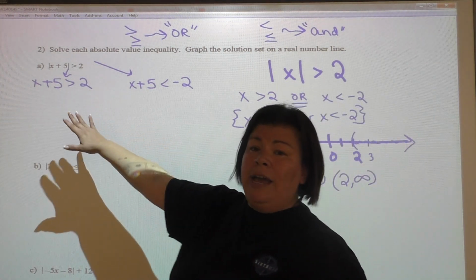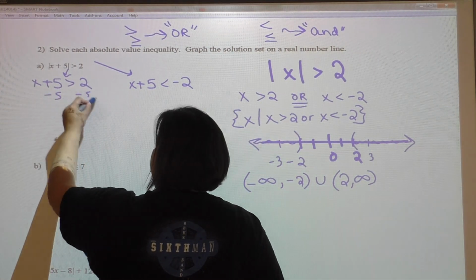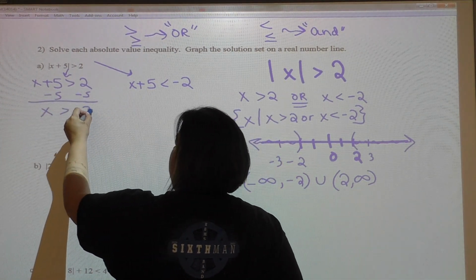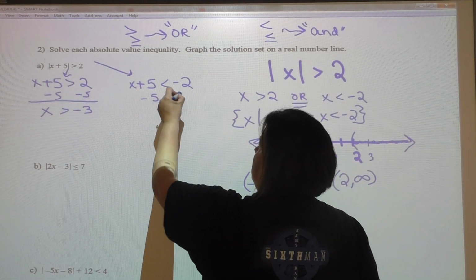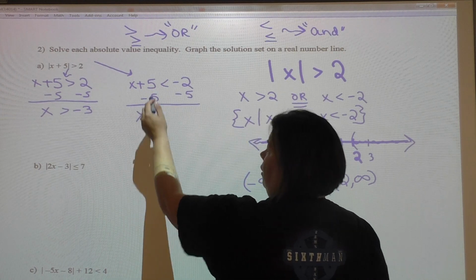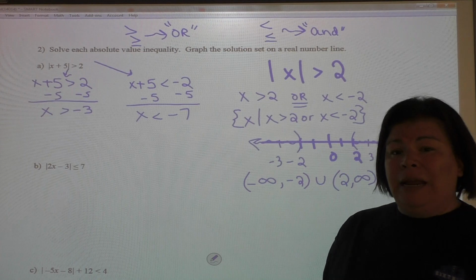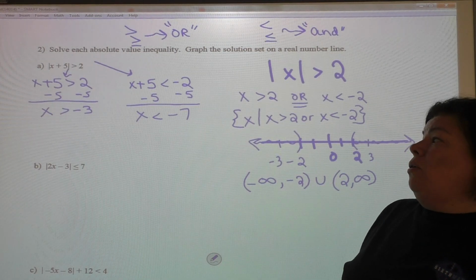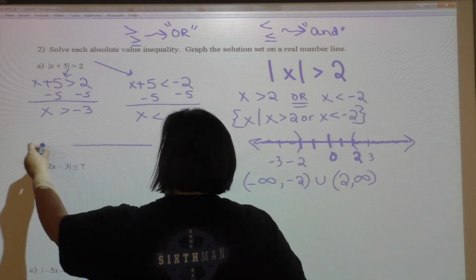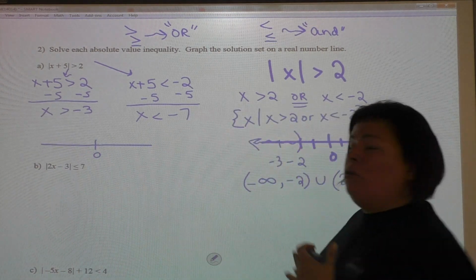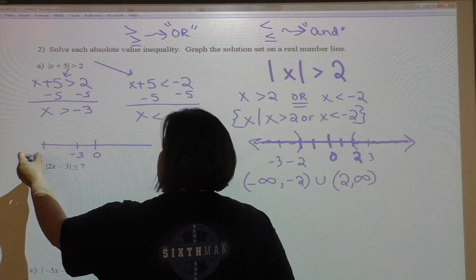So we're going to solve this like we normally would, which is to solve for x. If we subtract 5 from each side, we get x is greater than negative 3. So there's one solution. And if we subtract 5 in this other inequality, we get x is less than negative 7. So if we were to graph that, since it's an or, we want both of them. So we have negative 3 and negative 7.